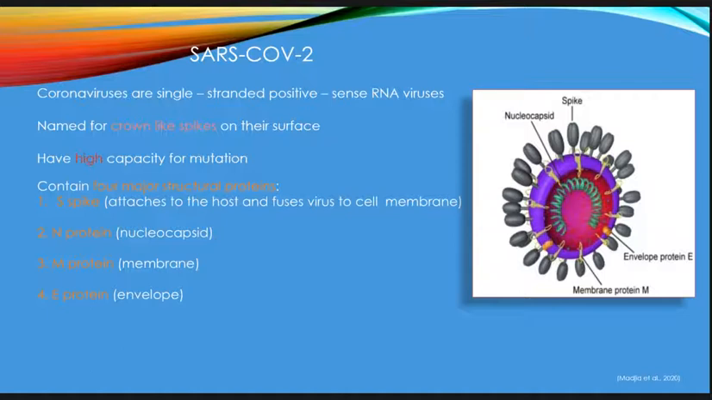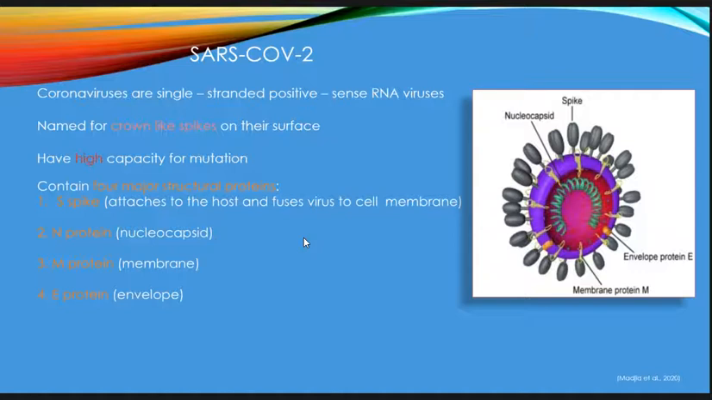Coronaviruses are single-stranded positive-sense RNA viruses. As you can see here, single-strand RNA. It's named for the crown-like spikes on the surface. You can see the spikes going off all around. They have a very high capacity for mutation, as we're seeing now with the UK variant and the South African variant. That's happened in less than a year. We have 2 different variants currently in the world. So we know that they have a high capacity for mutation.